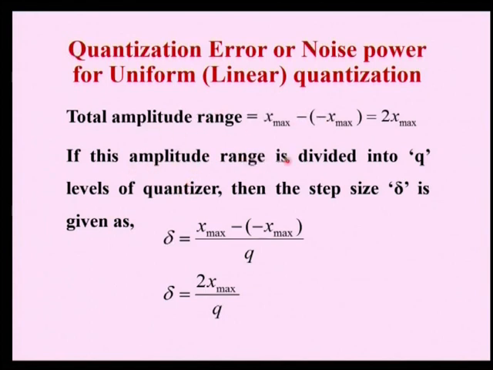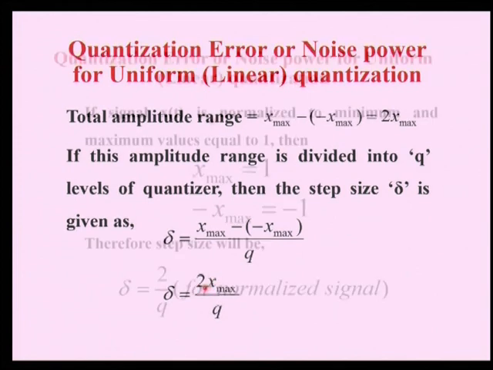If this amplitude range is divided into q levels of quantization, then the step size del is given by the dynamic range divided by the number of levels. So, q is the number of levels, and the difference of the maximum value and minimum value divided by q gives the step size del. In this case, it is 2 x max by q.